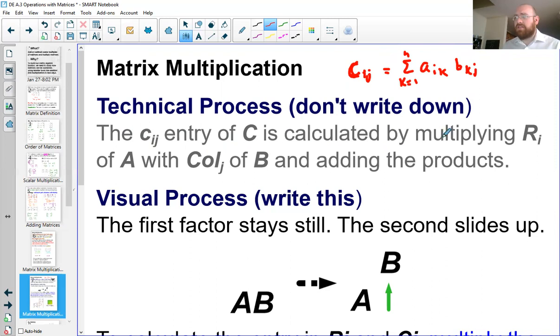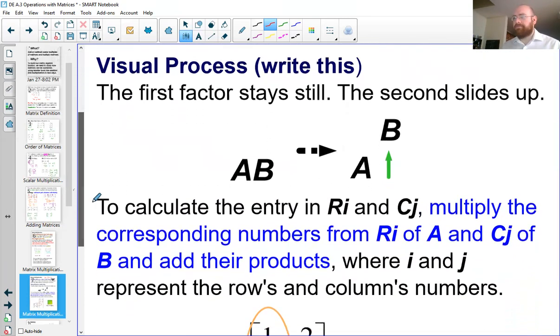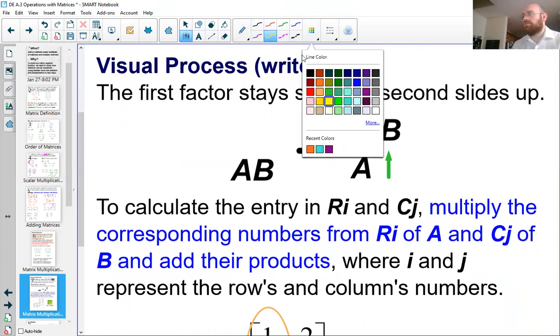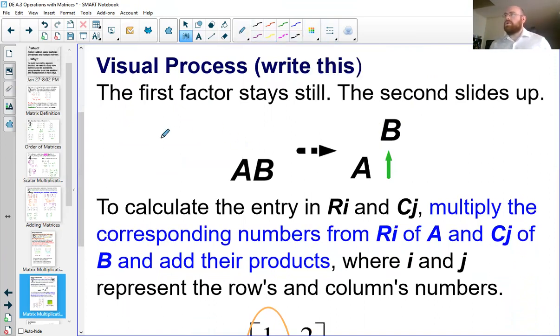This is merely saying it in words, but for novice learners, there is a visual process that communicates this same idea more concretely. And so the process is we take the first factor and it stays where it is. The second factor slides up. So if we have A times B, we're going to keep A where it is and just push B upwards. We are creating space right here to construct our product.